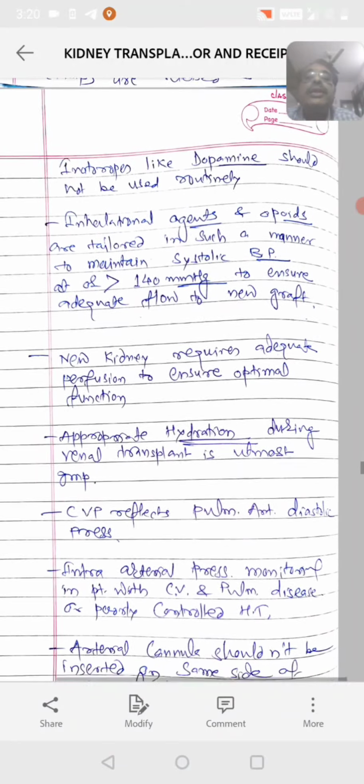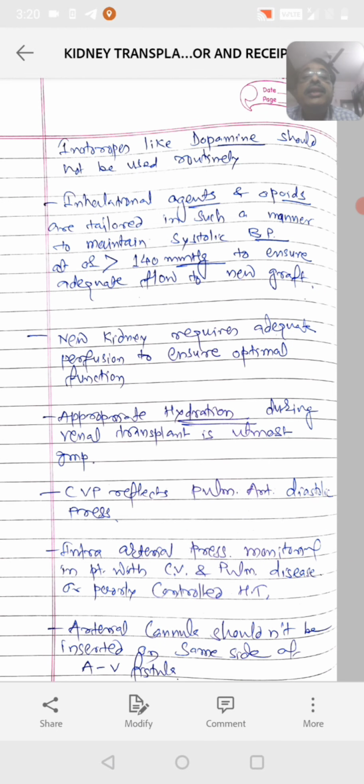Inotropes like dopamine should not be used routinely. Inhalational agents and opioids are tailored in such a manner as to maintain systolic blood pressure at or above 140 millimeters of mercury. Why? To ensure adequate flow to the new graft. The new kidney requires adequate perfusion to ensure optimal function. Appropriate hydration during renal transplant is of utmost importance. CVP reflects pulmonary artery diastolic pressure.